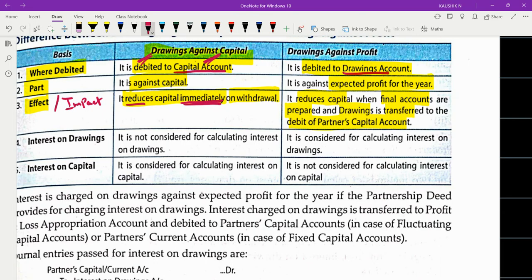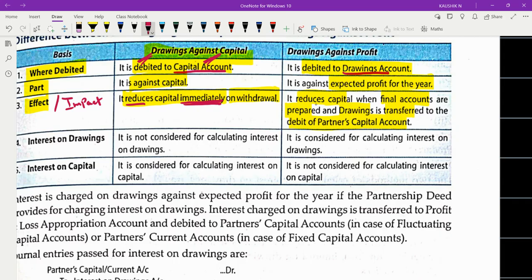And then this point: in effect, it will reduce the capital when the final accounts have been prepared. You just think about any item that is appearing on the debit side of a partner's capital account will reduce the capital balance. Because a partner's capital will show, in 99.9% of cases, a credit balance, a favorable balance. So when we record some items on the debit side, then it will pull your balance down. There is a logic behind it. Any item we record on the debit side of a partner's capital account will reduce our capital balance. It will reduce the capital balance.